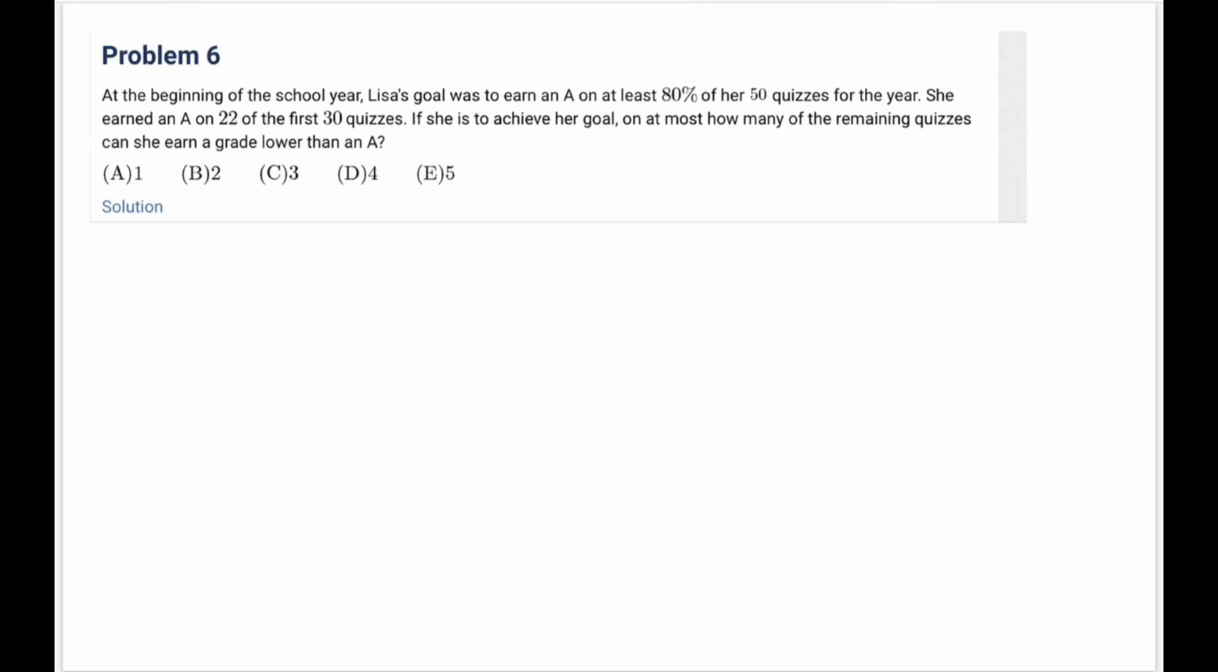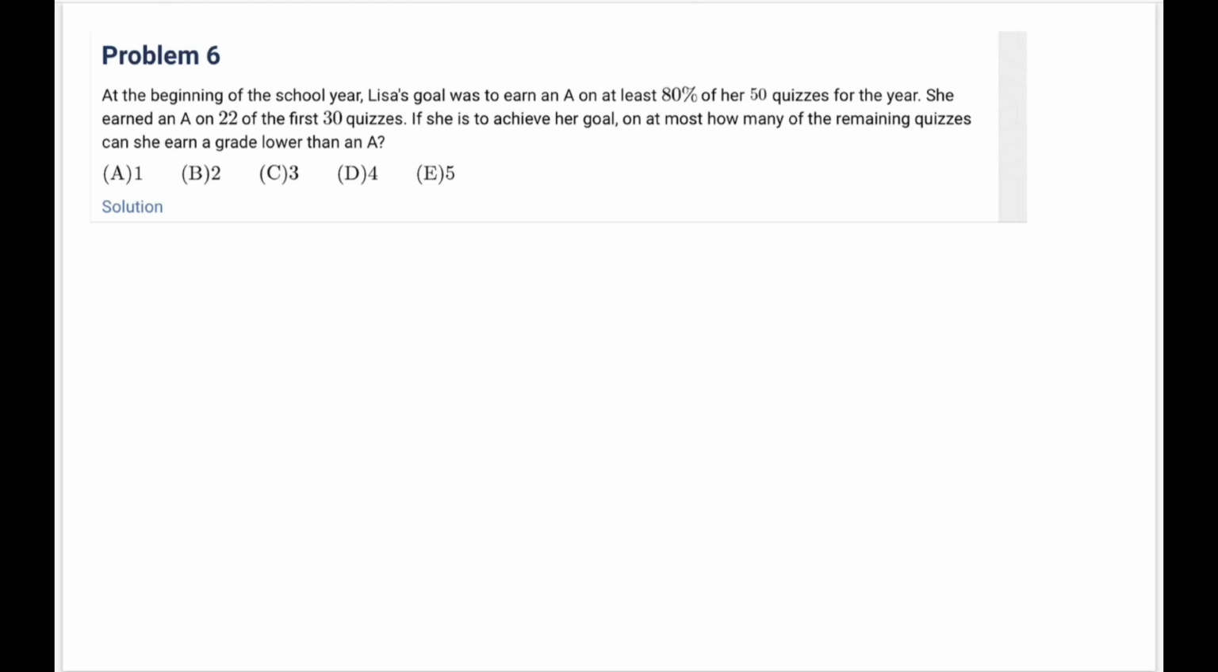Number 6, at the beginning of the school year, Lisa's goal was to earn an A on at least 80% of her 50 quizzes for the year. She earned an A on 22 of the first 30 quizzes. If she is to achieve her goal, at most how many of the remaining quizzes can she earn a grade lower than an A?